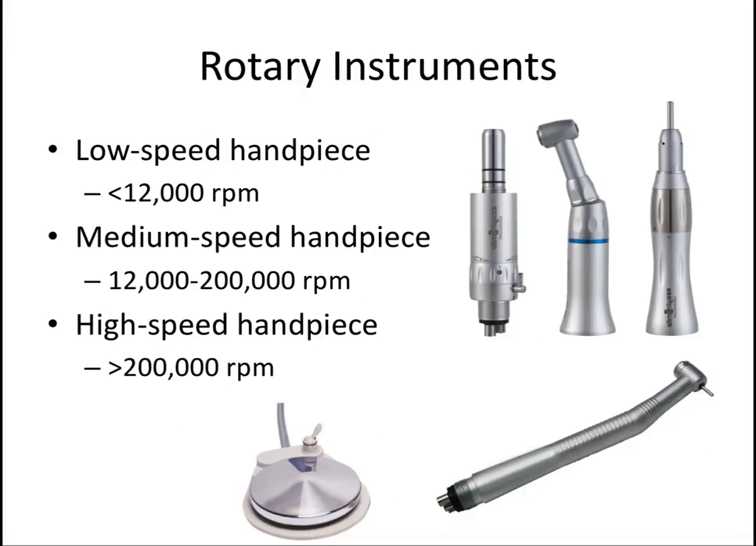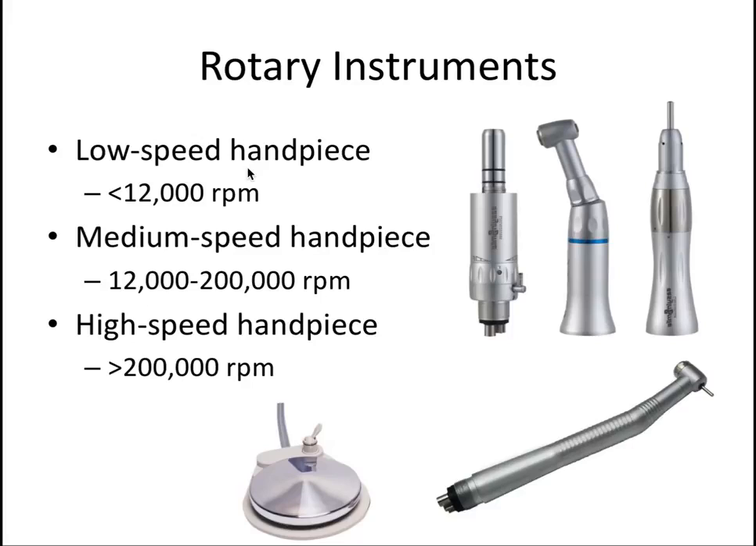All right, now we can talk about rotary instruments. So this is the handpiece category. So low speed or slow speed handpieces operate at less than 12,000 RPM. RPM stands for revolutions per minute. And even though it's the slowest, 12,000 RPM is still fairly fast. That's 200 spins per second. And so it can easily injure yourself or your patient if you're not being careful while using the instrument.